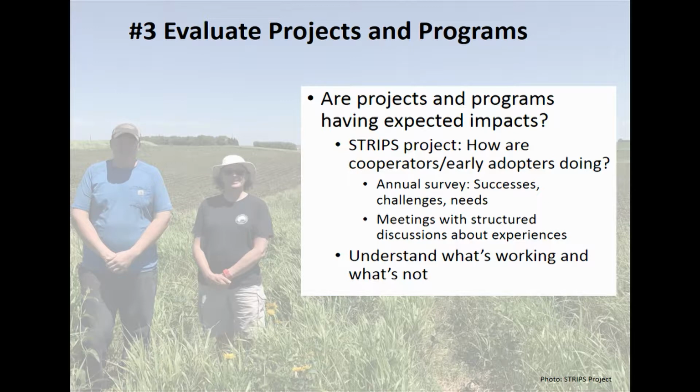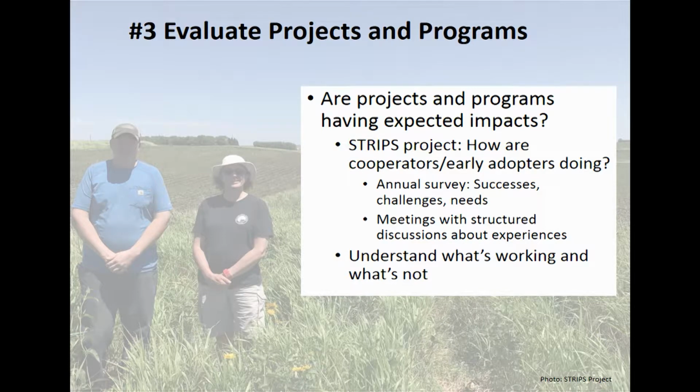Social science methods are basically what is used in evaluation to answer the question, are projects and programs having expected impacts? Super important. This is just an example again from the STRIPS project. We've got a number of early adopters who have put prairie strips on their landscape, on their farms, on the land that they own. From our perspective, they need to succeed, and if we're going to promote this across the landscape, we need to understand what their successes are and what their challenges and failures are, because if we don't understand the challenges and failures and help them to address them, we're going nowhere.